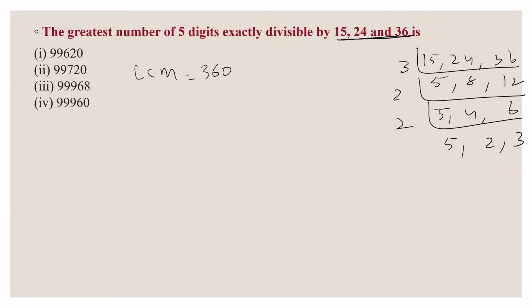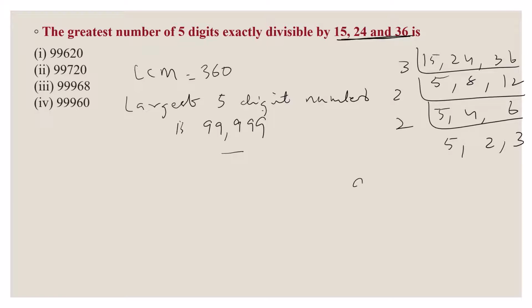So now we can say that 360 and all its multiples are divisible by 15, 24 and 36. Now the question is, which multiple is to be considered? And you know what is the largest 5-digit number? We can say the largest 5-digit number is 99,999. So what we are going to do is divide this 5-digit number by 360.